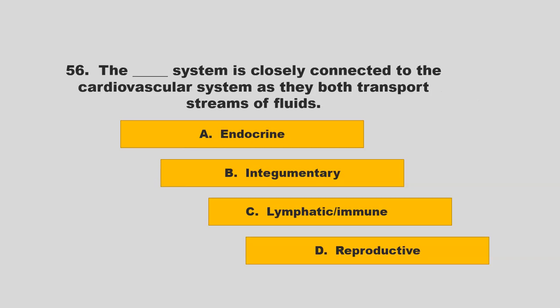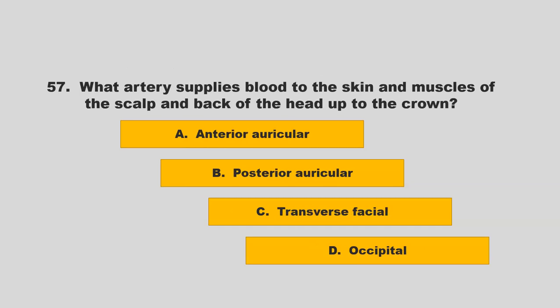The blank system is closely connected to the cardiovascular system as they both transport streams of fluids. Endocrine, integumentary, lymphatic immune, reproductive. If you chose C, lymphatic immune, you are correct.